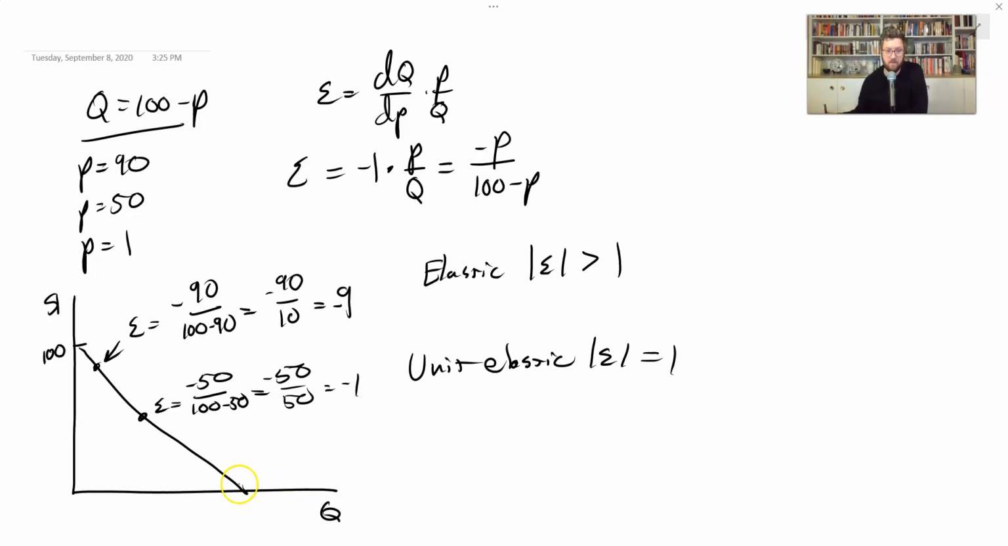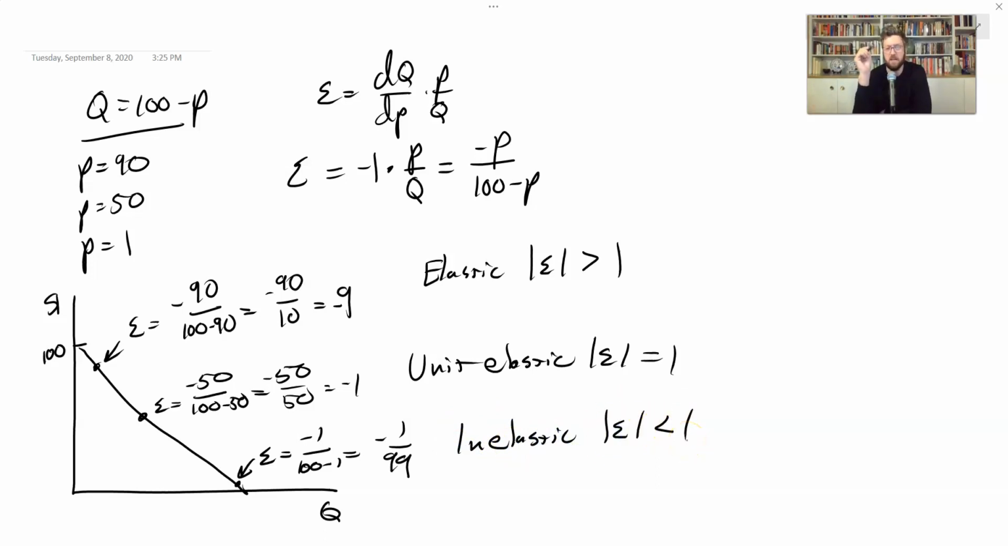The last one we were going to do was when the price was 1, and there we get an elasticity of -1 divided by 100 minus 1, or -1 over 99. Okay, this is very inelastic, meaning close to 0, or the absolute value is less than 1. And that means that a change in the price has a very small effect on the quantity demanded.